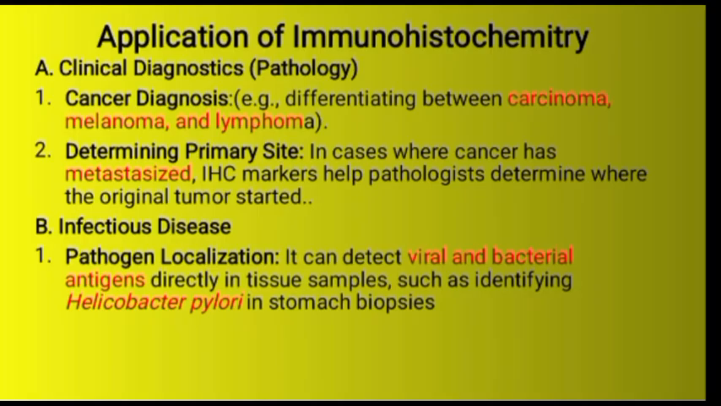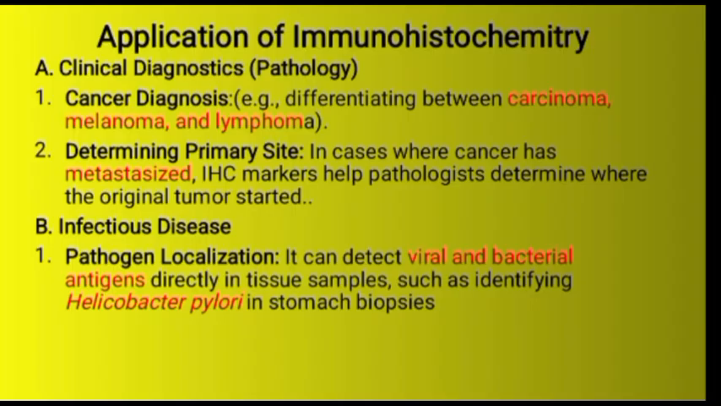The immunohistochemistry technique has a very vast application in the medical aspect, especially in clinical diagnostics that has to do with infectious agents. So first of all, cancer diagnosis. There are a lot of other types of cancer that involve the tissue and the immune cells and organs. So we can use this in the detection of carcinoma, melanoma, and lymphoma.